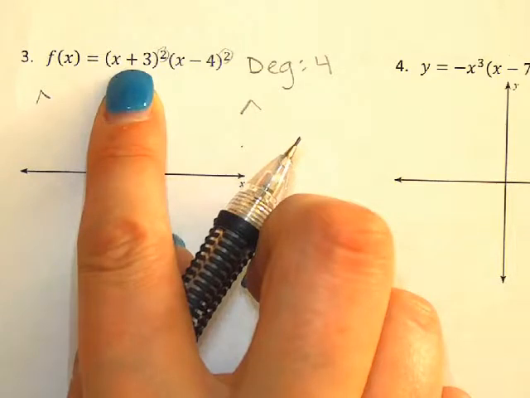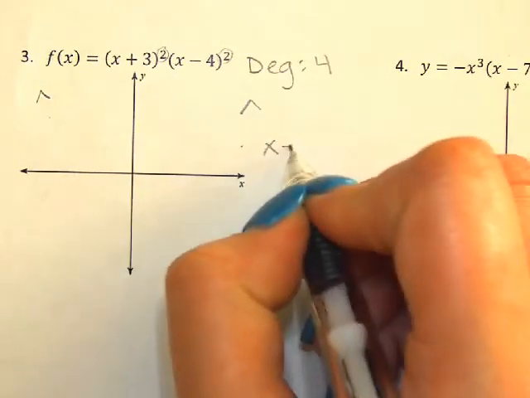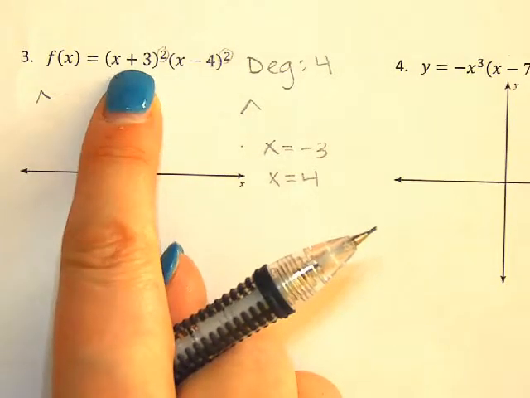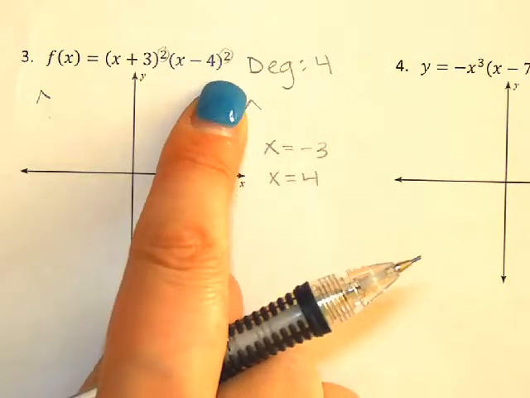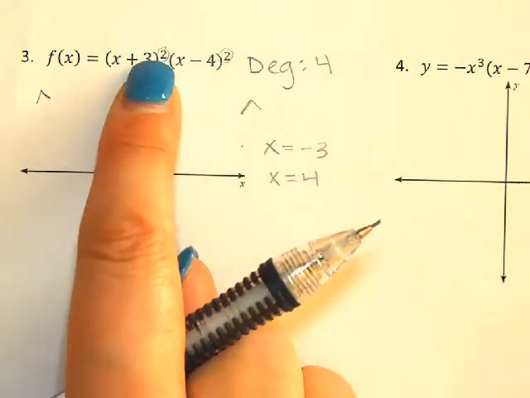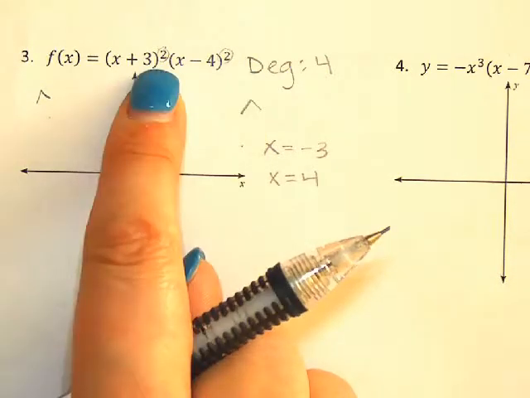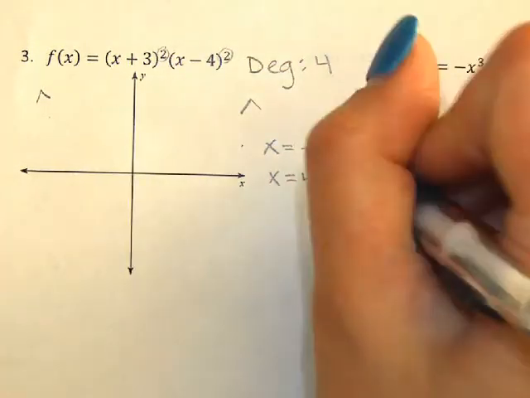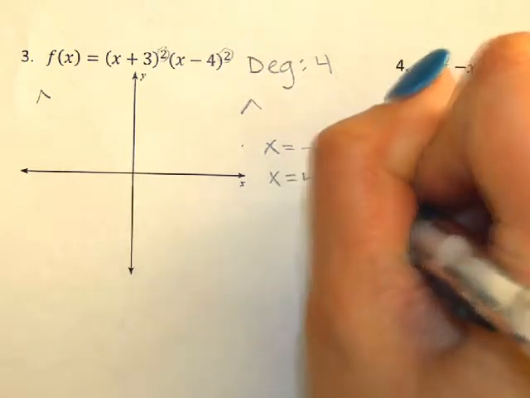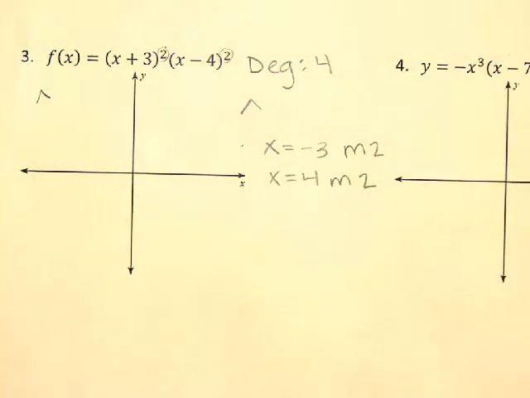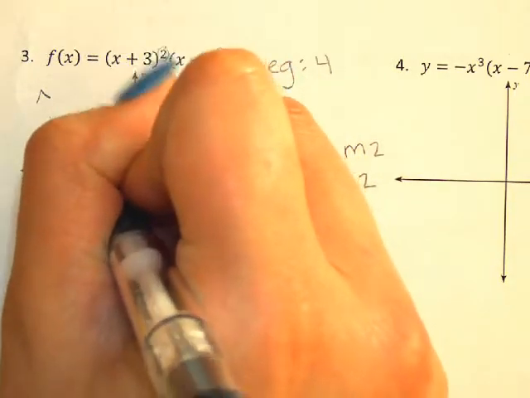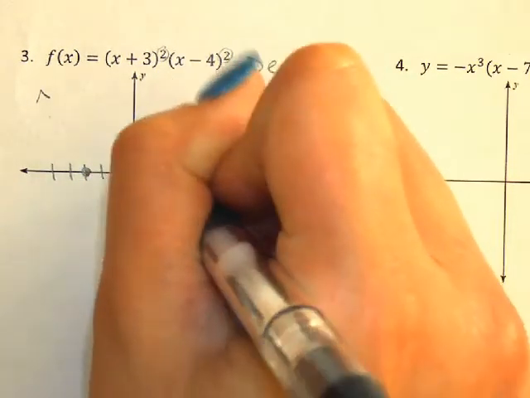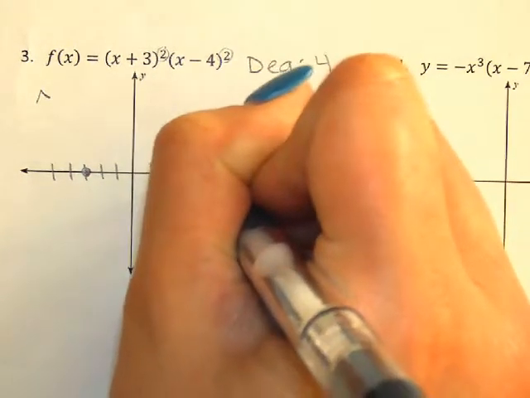All right, what are the x-intercepts? -3 and +4. What is the multiplicity of each of the x-intercepts? That's the exponent. No. It's a 2. And the 4 is 2. The multiplicity is just the exponent. All right. So I go over 1, 2, 3, 4, 5, put a dot at -3. 1, 2, 3, 4, 5, put a dot at 4.